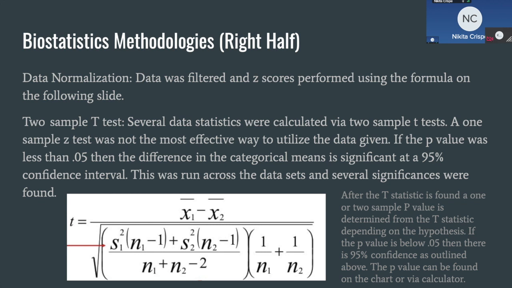So for our biostatistical methodologies, or the right half of the flowchart, we have data normalization, which is filtering our data and having z-scores performed using the formula on the following slide. In addition, we have our 2 sample t-test. We found that a 1 sample z-test was not the most effective way to utilize the data given. If the p-value is less than 0.05, then the difference in the categorical means is significant at a 95% confidence interval. This was run across the data sets, and several significances were found.